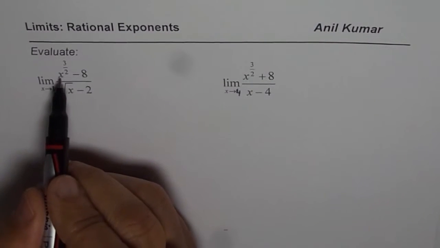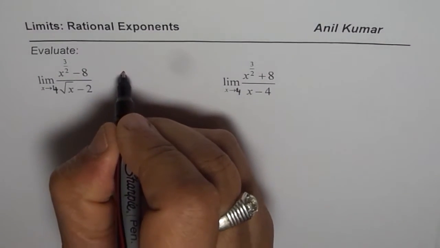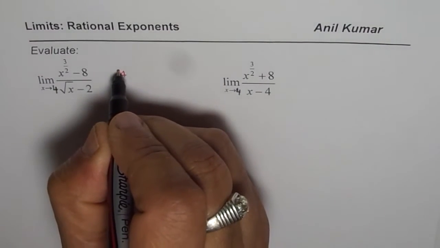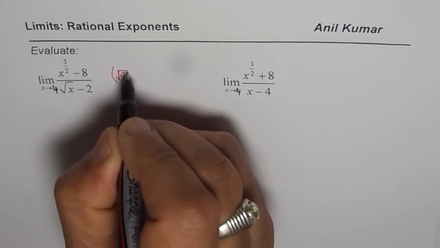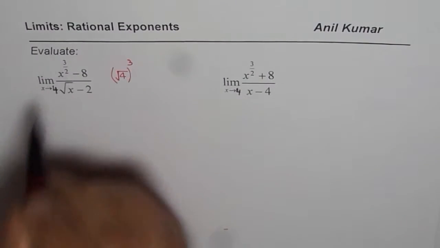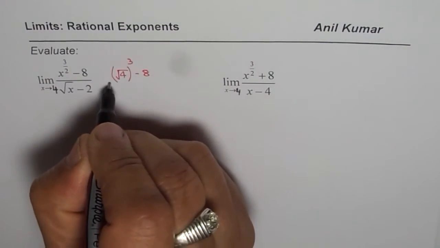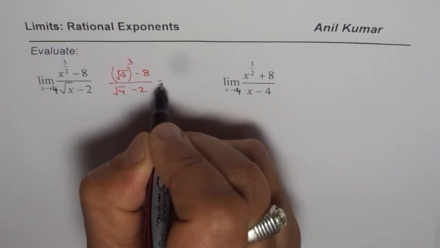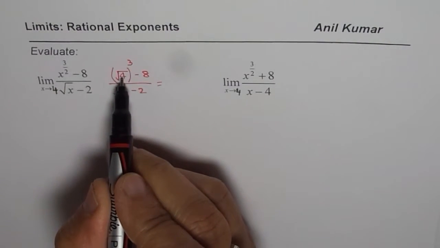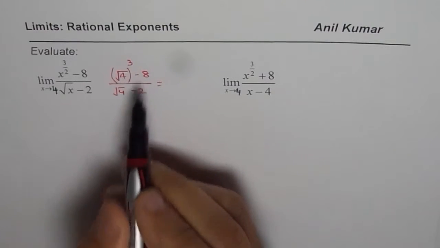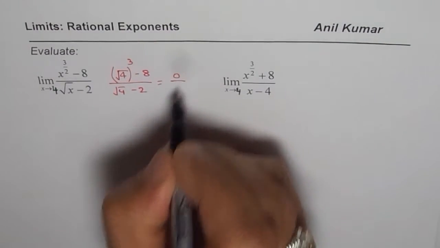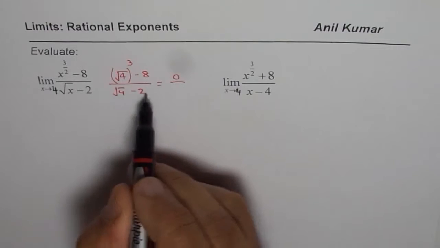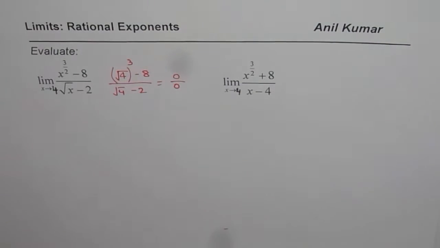If I substitute 4 here, this is 4 to the power of 3 over 2. So we can take the square root of 4 and then cube it. That is x to the power of 3 over 2 minus 8 divided by square root of 4 minus 2. Now square root of 4 is 2, 2 cube is 8, 8 minus 8 is 0, so we get 0 in the numerator. Square root of 4 is 2, 2 minus 2 is 0, so we get 0 in the denominator. So we get 0 over 0 form, that is indeterminate.